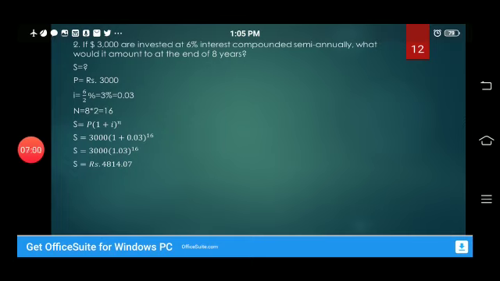Moving forward, this is another example. Here we can see that it is compounded semi-annually. Example is, if $3,000 is invested at 6% interest compounded semi-annually, what would it amount to at the end of 8 years? Now, 8 years compounded semi-annually. What we have to do? Two things. Compounded semi-annually में we have to divide interest by 2 and we have to multiply years by 2, because in a year we are giving interest 2 times.